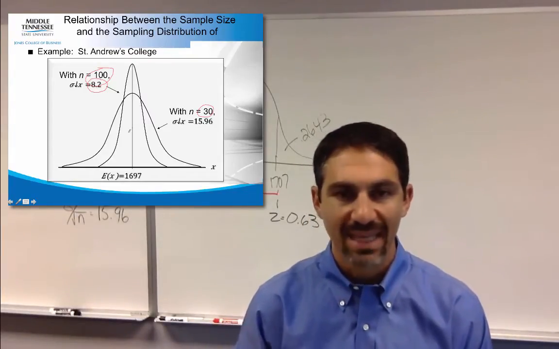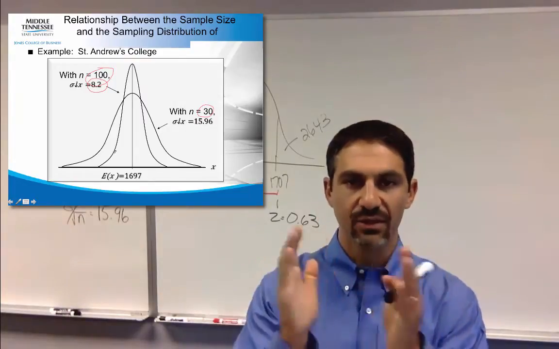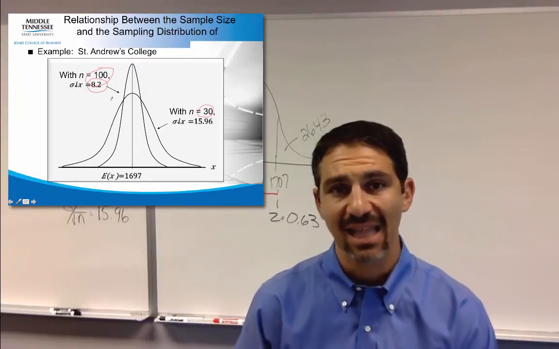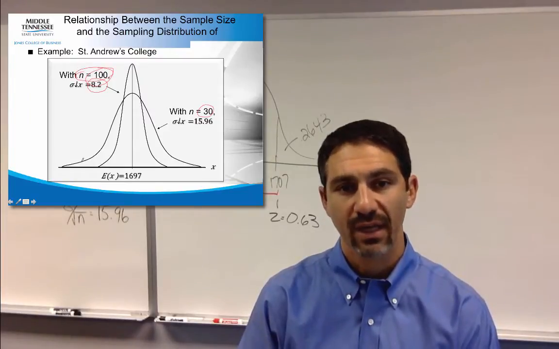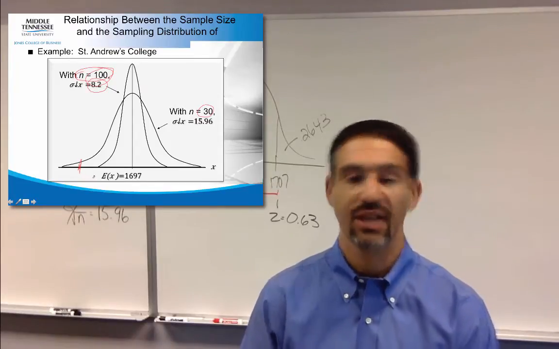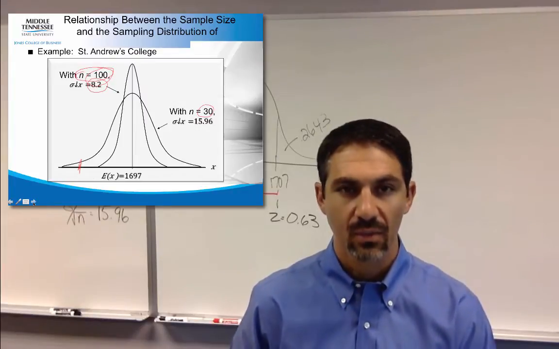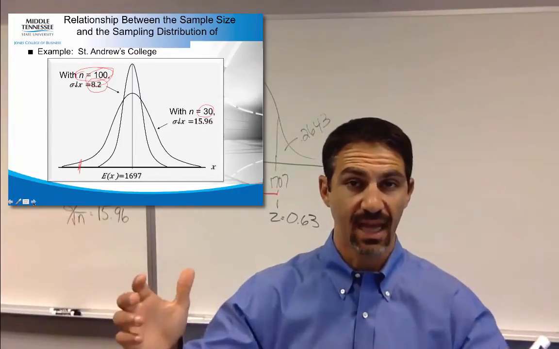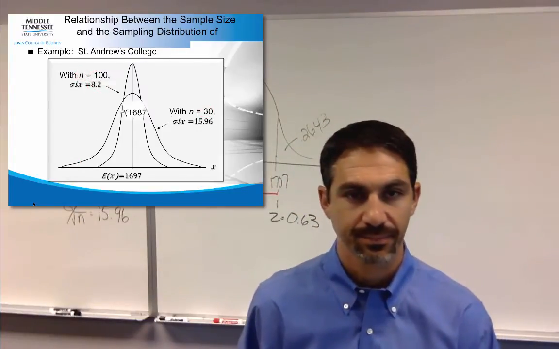And so what that means is your bell curve will be tighter to the population mean. So it's not as likely that a sample of 100 is way out here, but for a sample of 30, there is a chance it could be that far away. Okay? So the larger the sample size, the less likely it is to be far away from the mean.